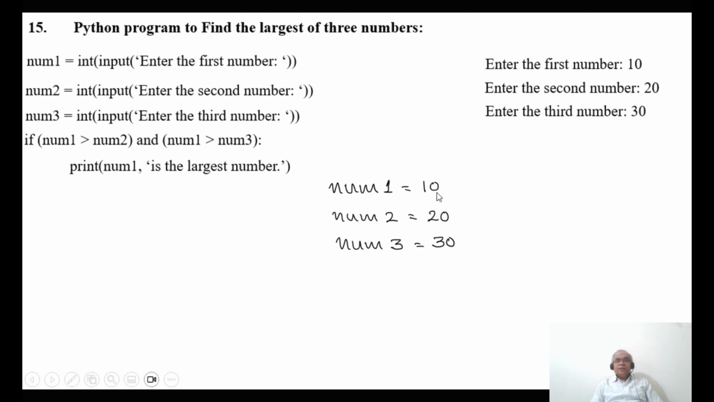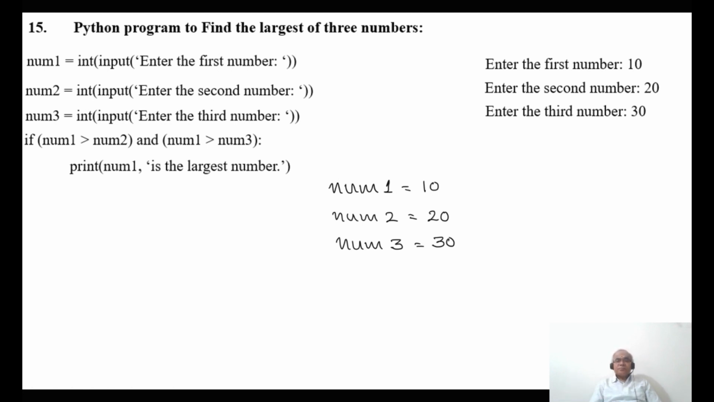How to do that? First, I should consider whether 10 is greater than 20 and 10 is greater than 30. If the condition is false, then I have to go for the second one: 20 is greater than 10 and 20 is greater than 30. If this condition is also false, then automatically the third one will be the largest of the three numbers. That is how we are going to consider it. But how to write that in your program? To do that, we are going to use the logical AND.